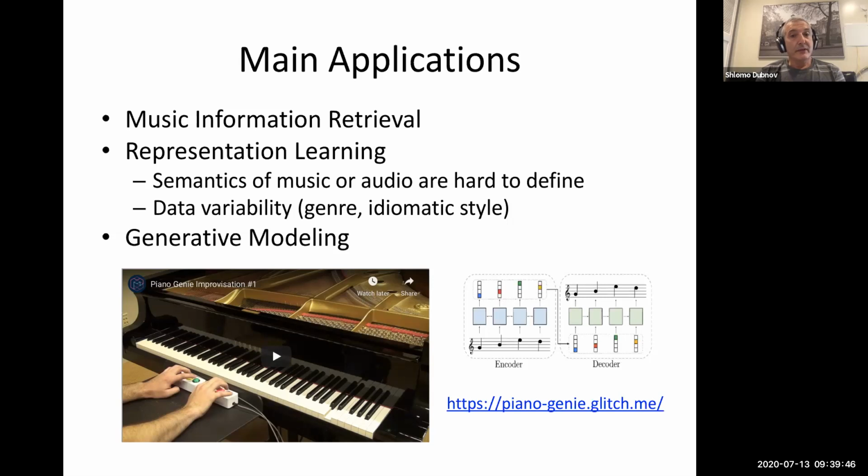So if the neural network can build something that we can handle, and maybe we can understand what the internal structure is, in any case it could be a very useful tool to work with. The other problem about representation learning is that because music has so much variability, so many genres, so many cultures, you can also talk about idiomatic or personal style.